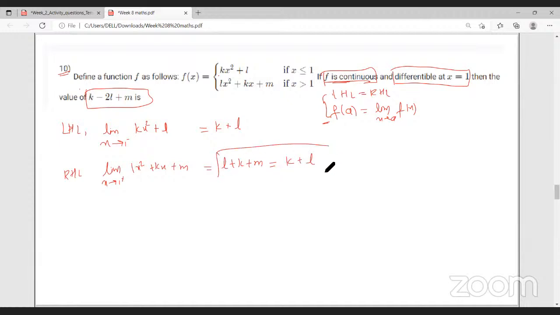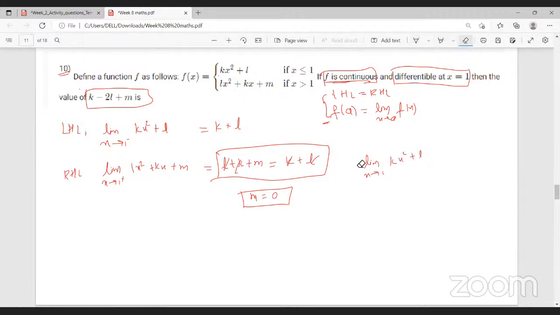Yes, sir. Now just consider this. L will get cancelled, K will get cancelled, so M equals 0, right? Yes, sir. So we got M equals 0. Now f of 1 will be what? K plus L only. So this is about continuity, right?